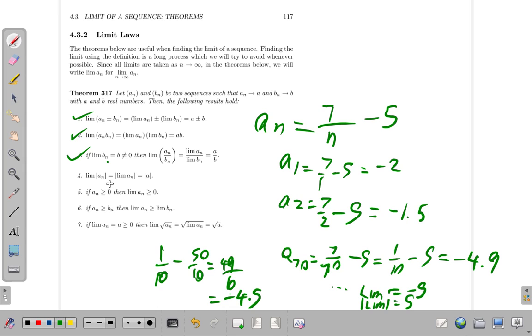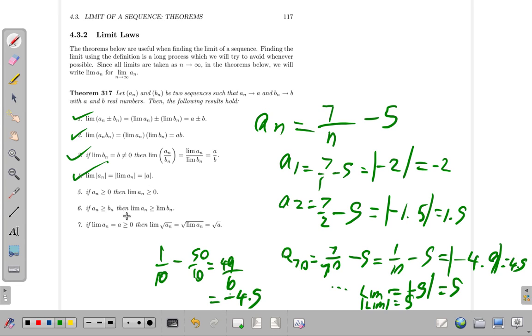Now the limit of the modulus, if we always continue to take the modulus of this: the modulus of negative 2 is 2, the modulus of this is 1.5, the modulus of this is 4.9, and the modulus of negative 5 is 5. You see the same 5 come up again. So if we take the limit of the modulus, or we take the modulus of the limit, we get the same number. Alright, so that's the fourth one.